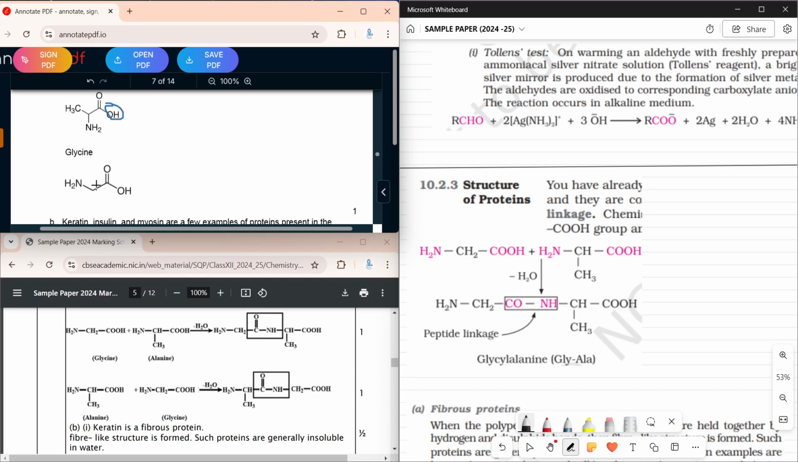Okay, so that's all. We just have to remove a water molecule and you should be able to easily write the reaction or the structure of the final peptide bond.